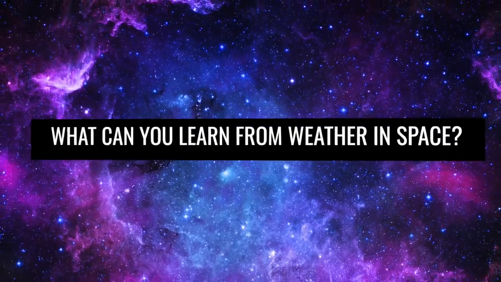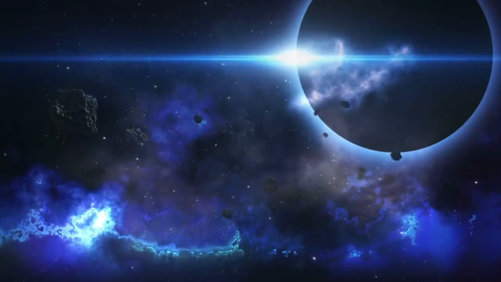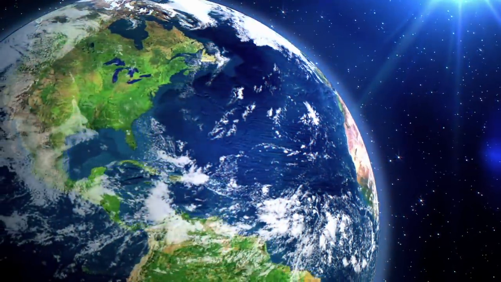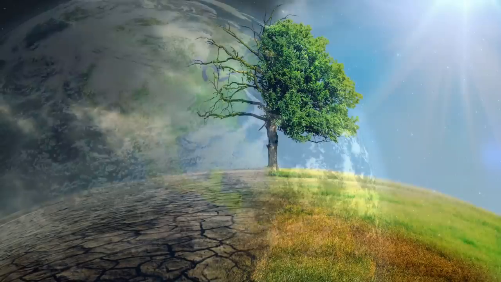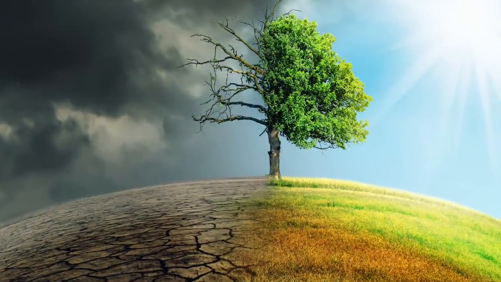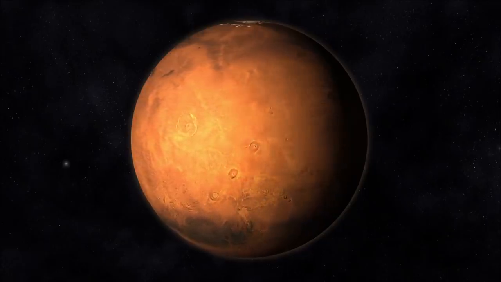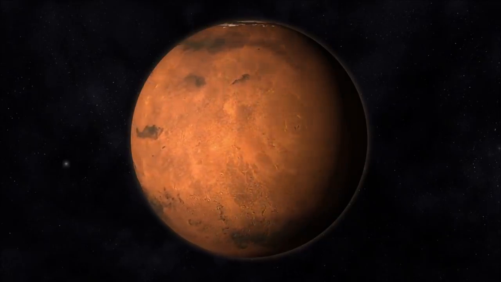What can you learn from weather in space? Why bother with weather forecasts on other planets at all? The answer is that this kind of data can support or even improve life on Earth, especially in the face of climate change. For example, weather on Mars could help scientists understand the vulnerabilities in the water cycle here on Earth.